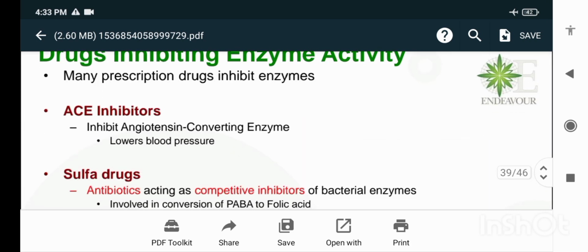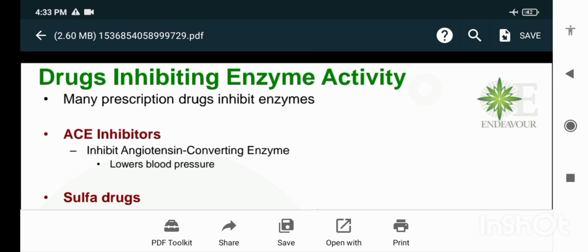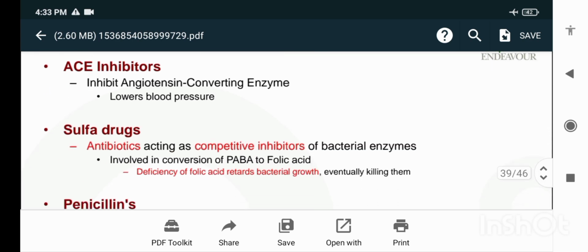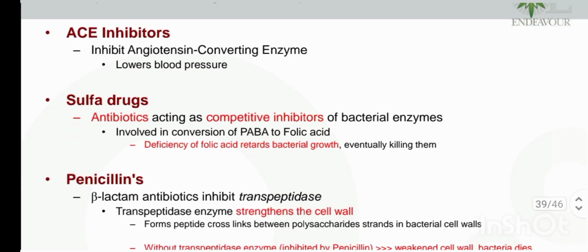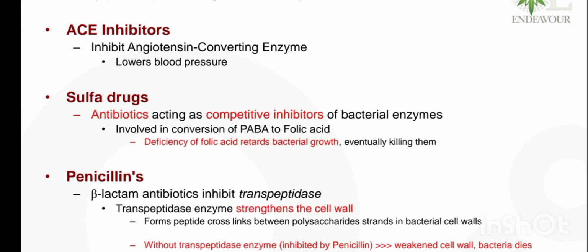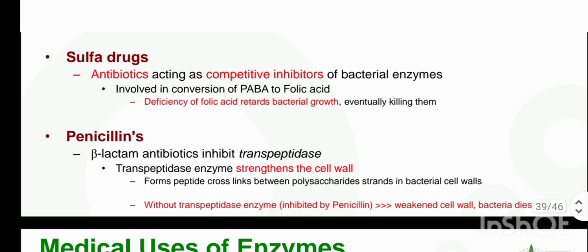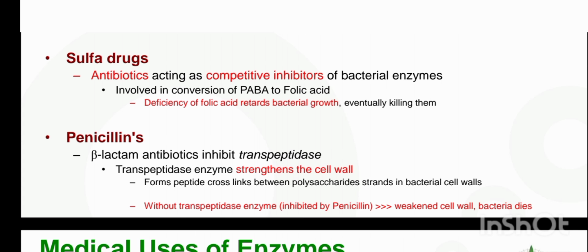Next is drugs inhibiting enzyme activity. Many prescription drugs inhibit enzymes. ACE inhibitors inhibit the angiotensin converting enzyme, which lowers blood pressure. Sulfa drugs, antibiotics, act as competitive inhibitors of the bacterial enzymes involved in the conversion of PABA to folic acid. Deficiency of folic acid retards bacterial growth, eventually killing them.